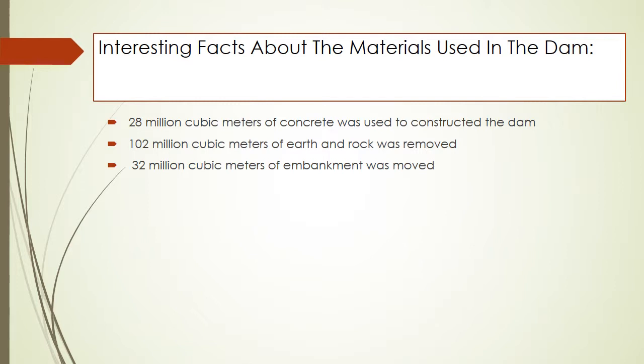Interesting facts about the materials used in the dam. There was 28 million cubic meters of concrete that was used to construct the dam. There was 102 million cubic meters of earth and rock that was removed. There was 32 million cubic meters of embankment that had to be moved.